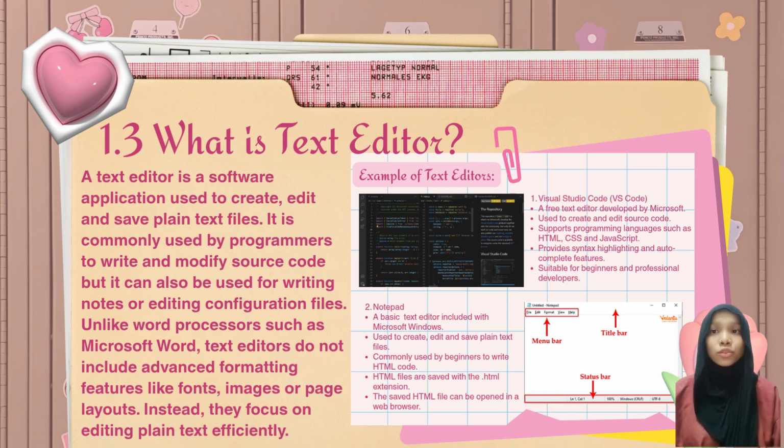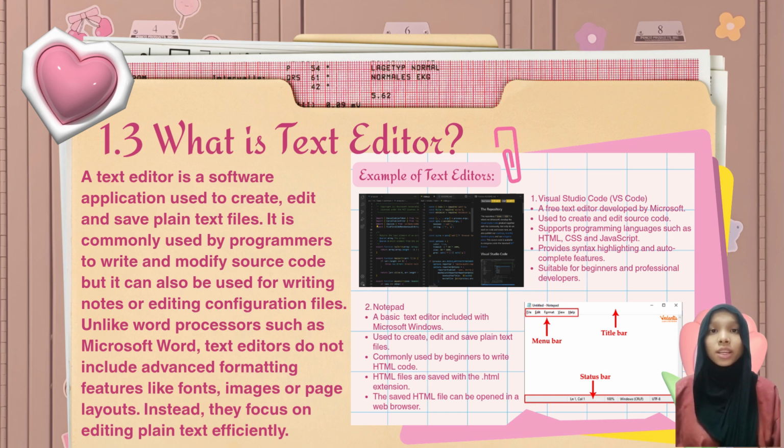Now, let me introduce two examples of text editors. The first example is Visual Studio Code or VS Code. It is a free text editor developed by Microsoft and is widely used by programmers. VS Code is used to create and edit source code and supports programming languages such as HTML, CSS, and JavaScript. It also provides useful features like syntax highlighting and autocomplete, making coding easier for both beginners and professional developers.